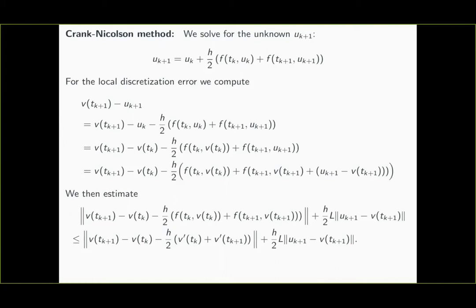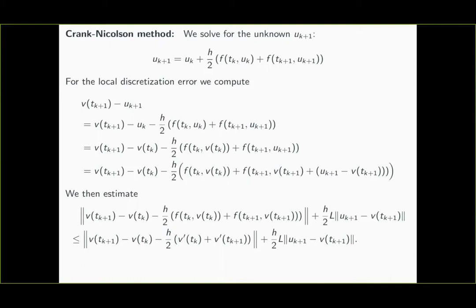Okay, using the continuity condition of f and the triangle inequality, we make the following estimates, namely the size of the local discretization error is bounded from above by the norm of v(t_{k+1}) minus v(t_k) minus h over 2 times f(t_k, v(t_k)) plus f(t_{k+1}, v(t_{k+1})), and then an additional term plus h over 2 times L times the norm of u_{k+1} minus v(t_{k+1}).